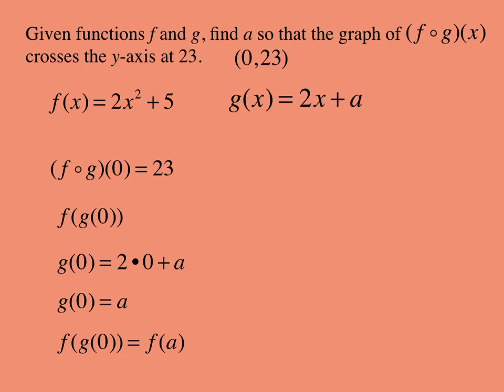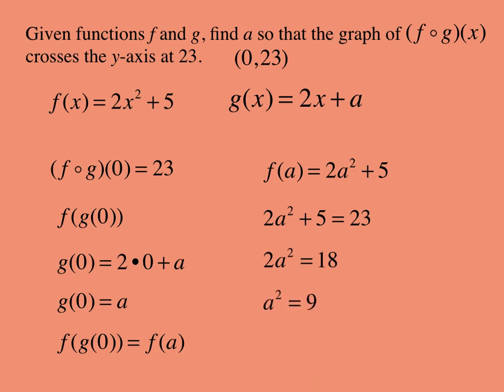So now let's look at my f function and substitute a in place of x. I get 2a squared plus 5. And I know that this will equal 23. So I can solve for a here. Divide both sides by 2. Take the square root of both sides. I get a equals plus or minus 3.